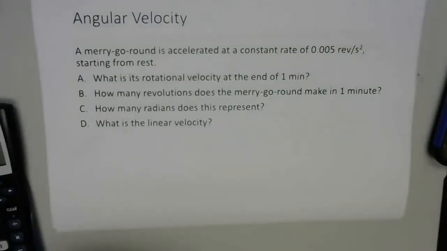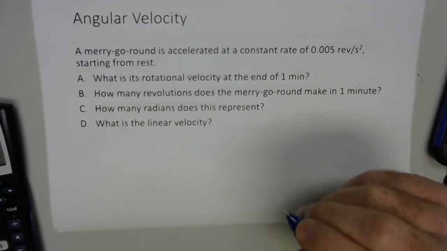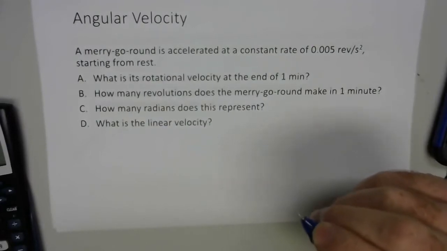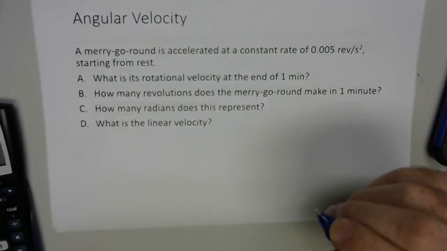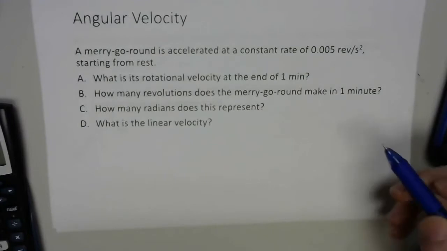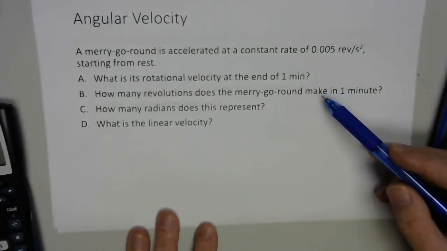Okay, this is a tutorial on angular motion and torque. So let's look at a problem on angular velocity. We've got a merry-go-round accelerating at a rate of 0.005 revolutions per second squared. Assuming it starts at rest, we want to know the rotational velocity at the end of 1 minute. How many revolutions does it make?